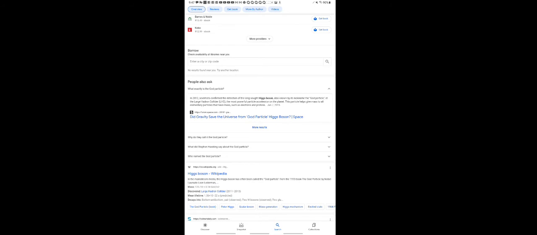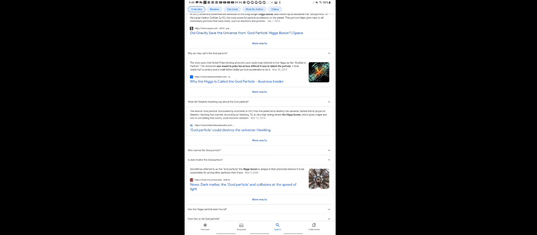In 2012, scientists confirmed the detection of the long-sought Higgs boson, also known by its nickname, the God particle. This particle helps give mass to all elementary particles that have mass, such as electrons and protons. The Higgs boson is unique in that physicists believe it to be responsible for giving other particles their mass. All known fundamental particles acquire mass by interacting with the Higgs boson.